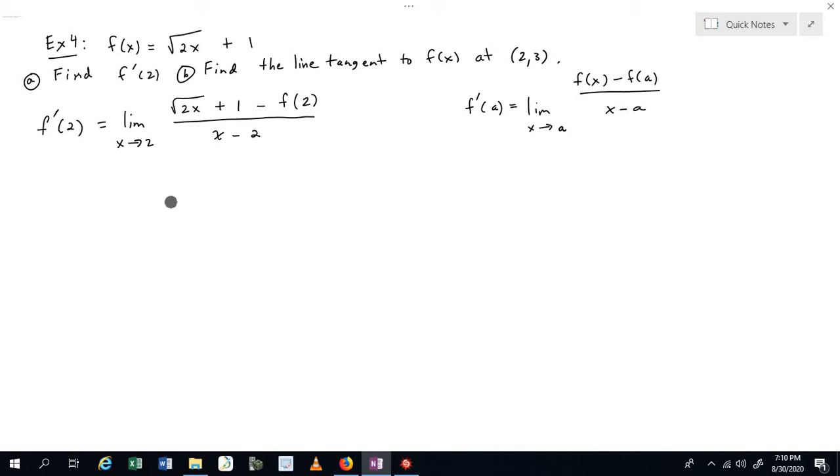So let's find f evaluated at 2. When you plug a 2 into this function, you get square root of 4 here. Square root of 4 is 2, and then 2 plus 1 is 3, which makes sense because that's this ordered pair, (2, 3). So f of 2 is 3.